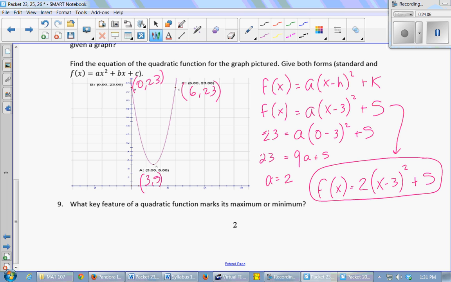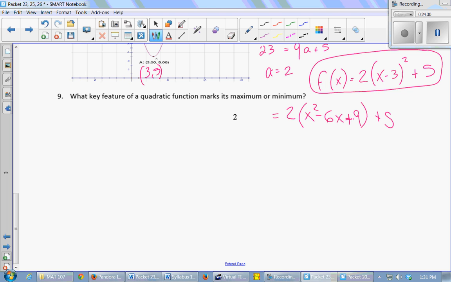All right, and then how do I get the ax squared plus bx plus c form? Just multiply it out. So this is going to be 2 times, square the (x minus 3), and I get x squared minus 6x plus 9, plus 5. And then distribute the 2 and combine like terms. So I have 2x squared minus 12x plus 18 plus 5, which is plus 23. And that matches, 23 is always the y-intercept. The constant term is always the y-intercept.